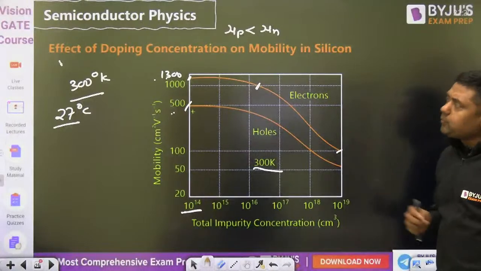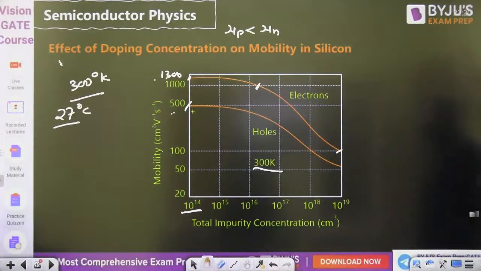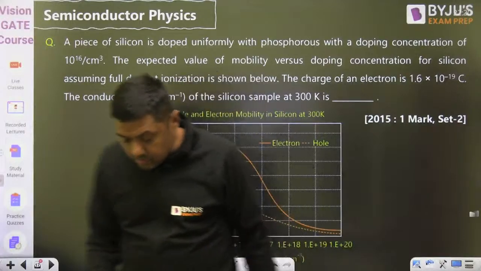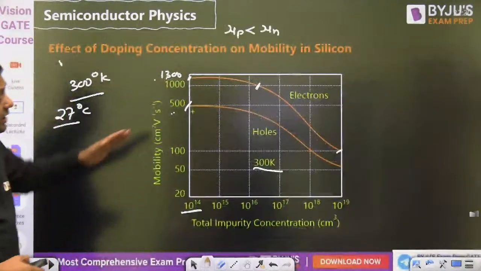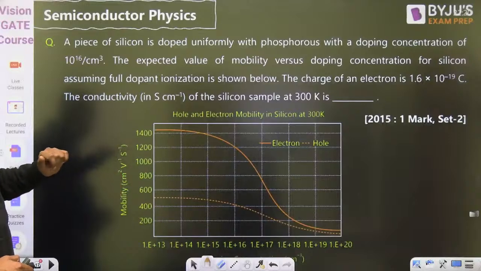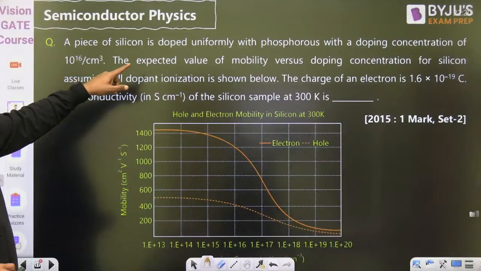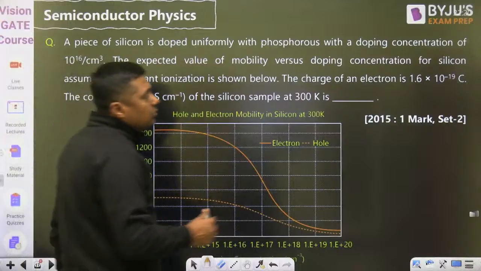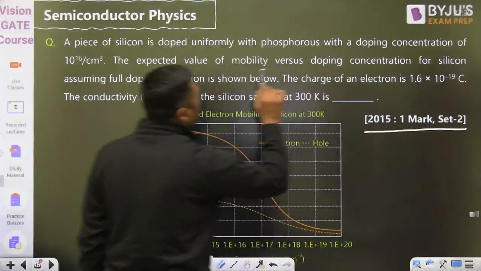Now, which type of questions are we having on this diagram also? Watch this. Same diagram, same question. That is the diagram from a standard textbook, and that is the question on this. A piece of silicon is doped uniformly with phosphorus. 1 mark question. Quickly give me the answer.